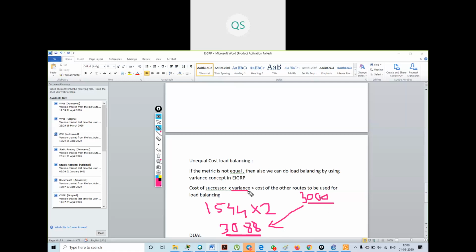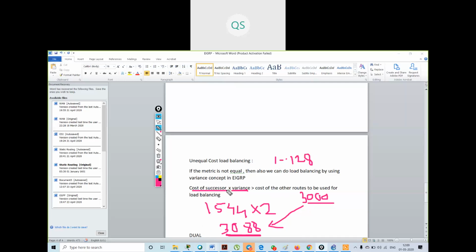So in this scenario, I can perform unequal cost load balancing now. I have enabled the variance. The variance can be given between 1 and 255. Sorry, 1 to 128, I think. I have to check. Yeah, it is 1 to 128. You can give the variance value from 1 to 128 as per your network.